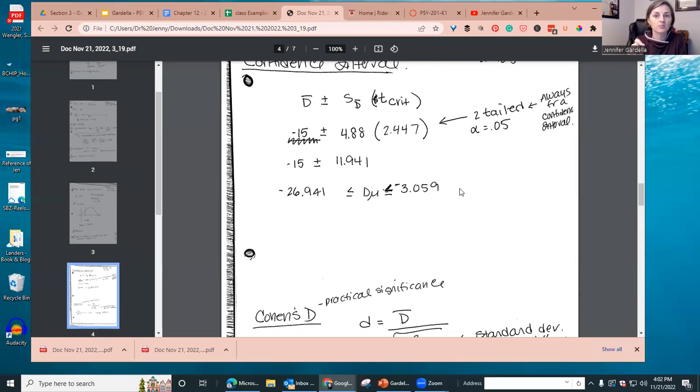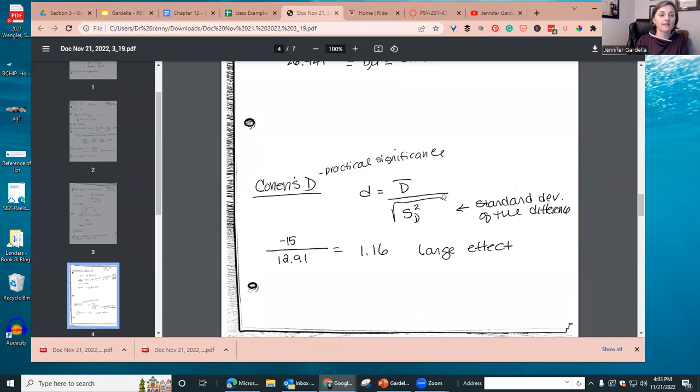Remember, interpretation is really important. That means that in the population, we can expect subjects who are on the Atkins diet to lose between 26 and 3 pounds and some change.